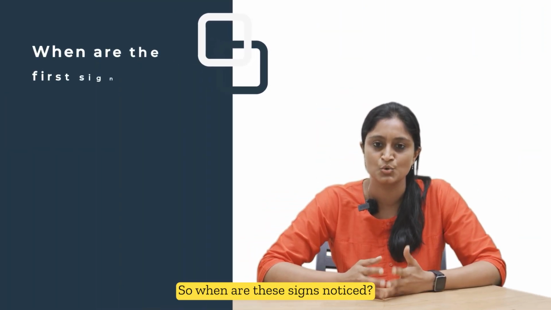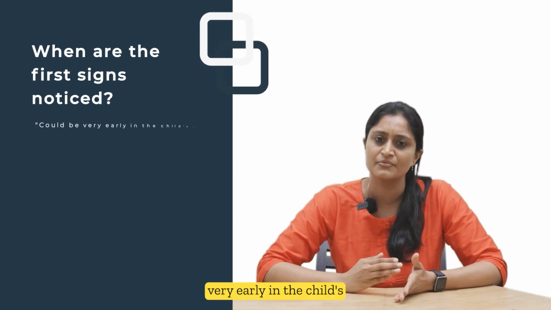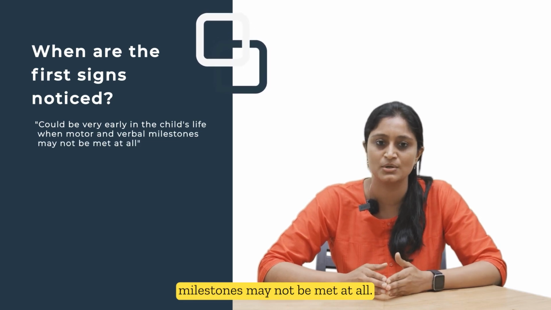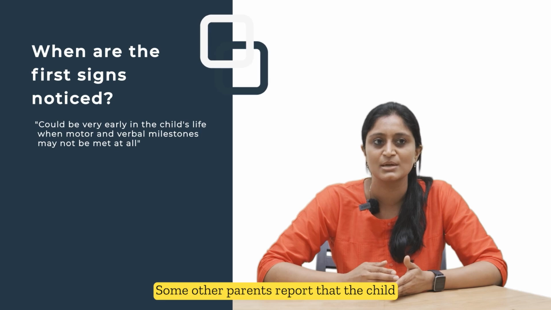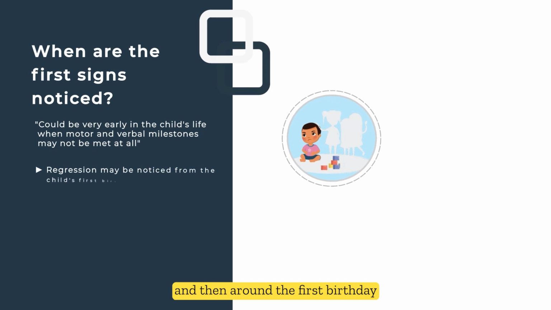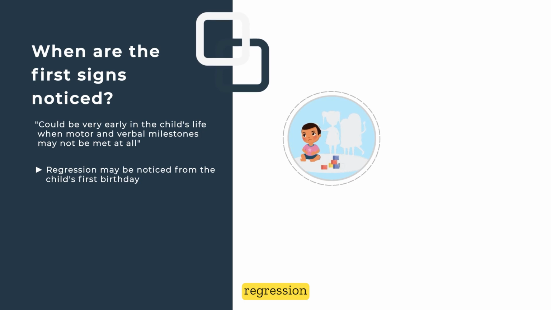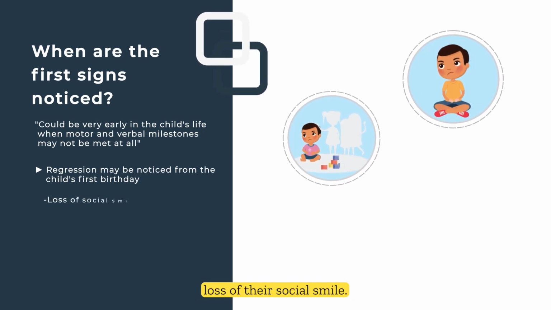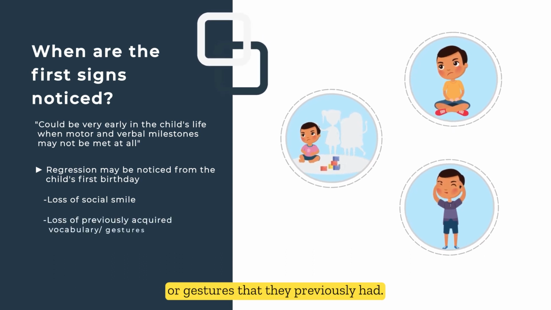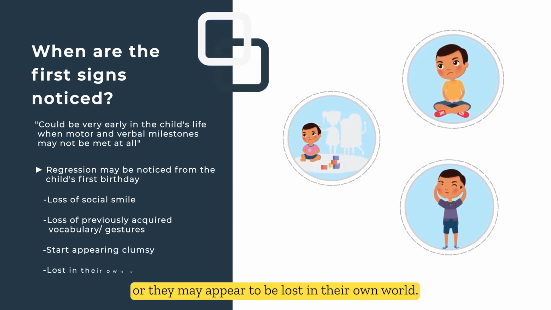So when are these signs noticed? Some parents report that these delays are seen very early in the child's life and motor and verbal milestones may not be met at all. Some other parents report that the child would be developing normally till the age of 1, and then around the first birthday they will see that there is a bout of ill health, and then the child experiences regression. That regression may be in loss of their social smile, they may lose words, sentences or gestures that they previously had, they may start appearing clumsy, or they may appear to be lost in their own world.